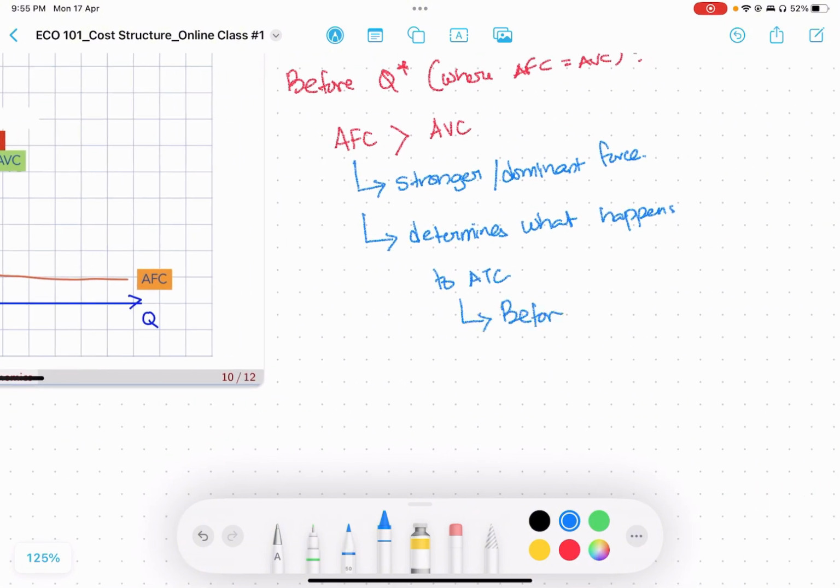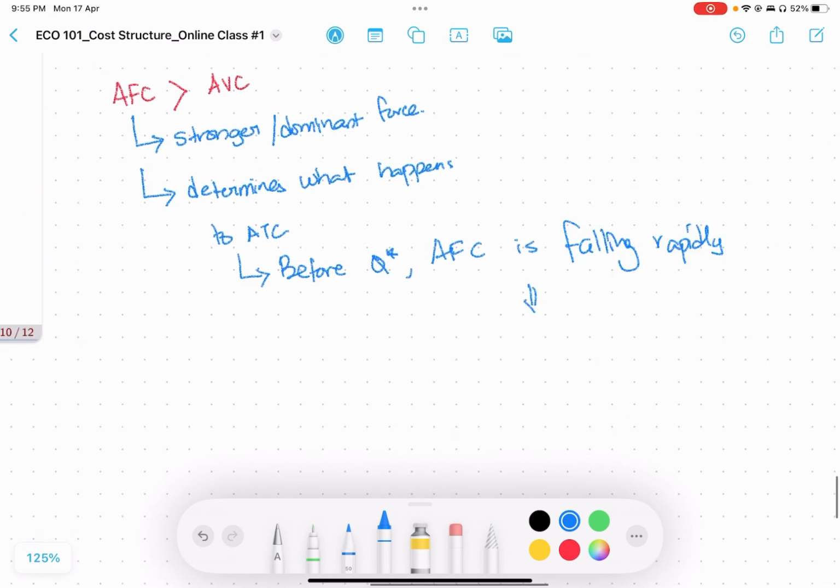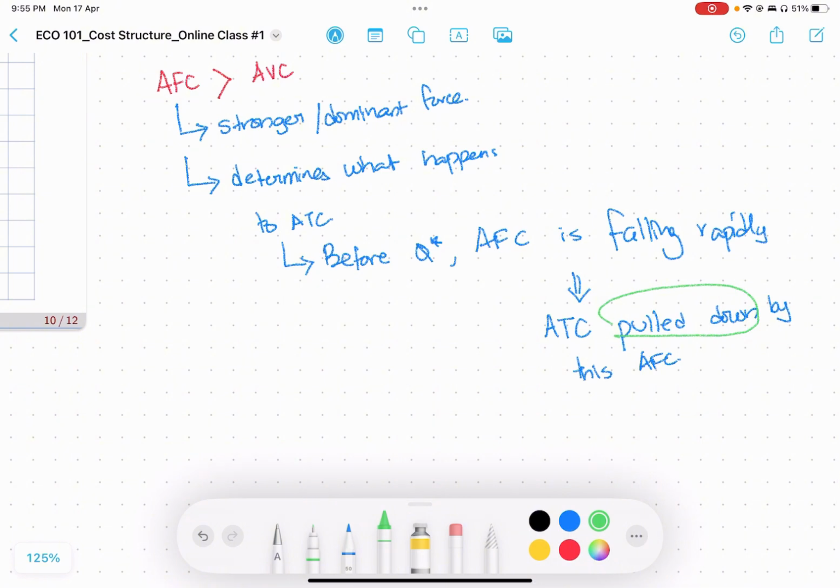Before Q star, average fixed cost is falling rapidly. This means that the average total cost is pulled down by this AFC. So focus on the word pull down. It's basically because AFC is stronger than the average variable cost. Because it is bigger, what happens to the AFC affects what is happening to the average total cost. And when AFC keeps falling, it pulls the average total cost down.